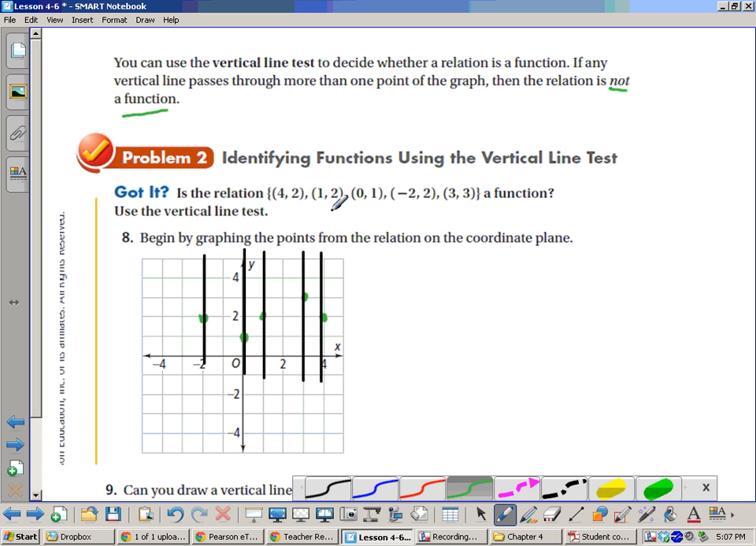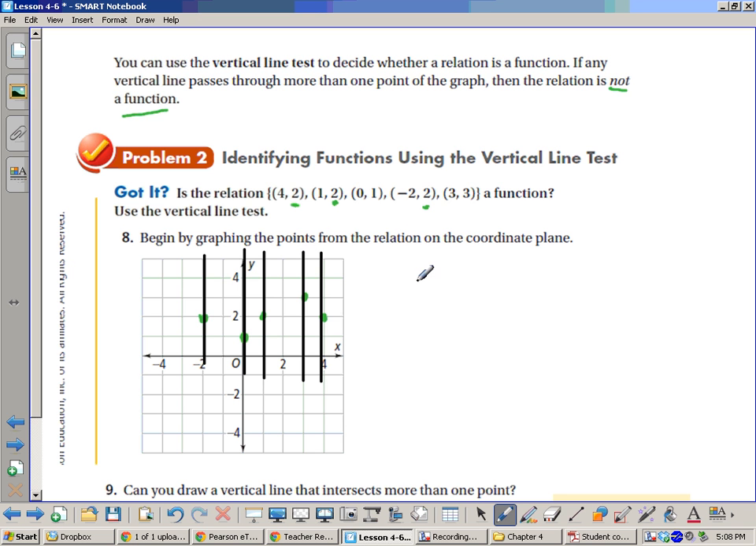Now I want to show you the difference between this function and the previous one. You can notice that y is repeated, and that's okay to have y repeated. We can have different x's going to the same y. We just can't have two y's going to the same x. So in this situation, this is a function. The vertical line test confirms that. So I'll label this relation a function.